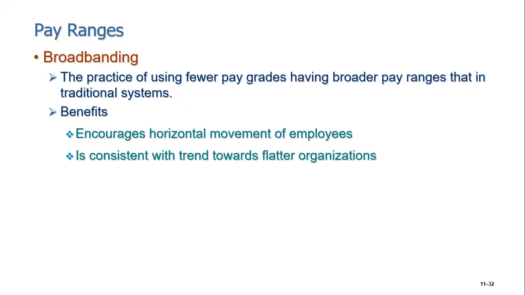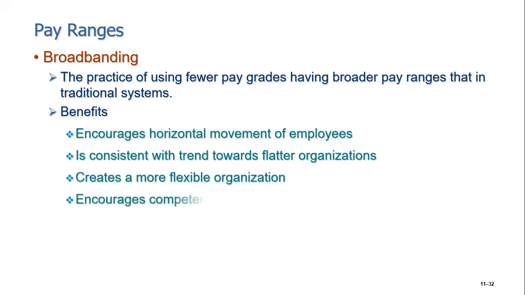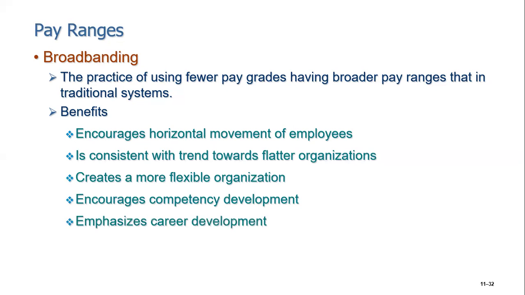We are talking about flatter, decentralized organizations, getting rid of centralized authority and tall structures. We are widening the scope of organizations and making them flatter. How can we flatten them? By decreasing the number of grades and increasing responsibilities and horizontal movement. This creates more flexible organizations and encourages continuous development of employees; career development is more focused here.